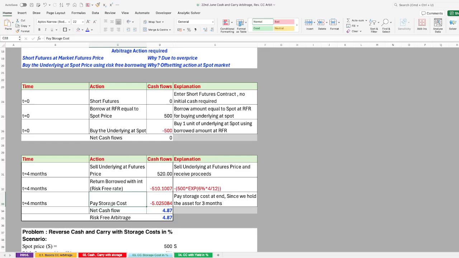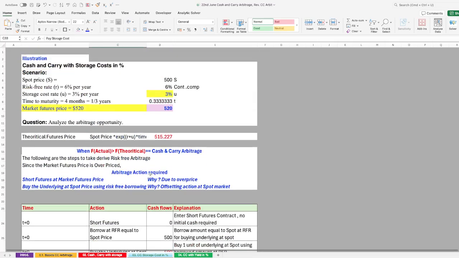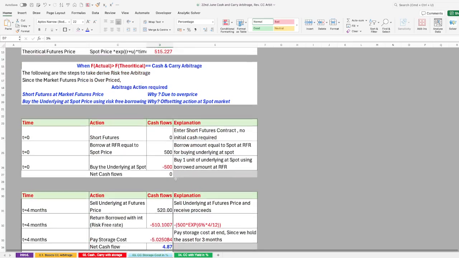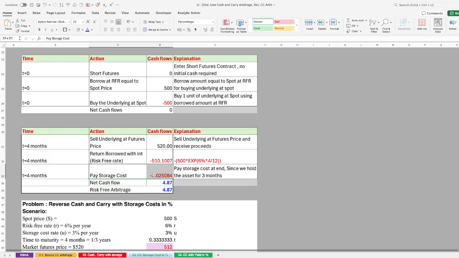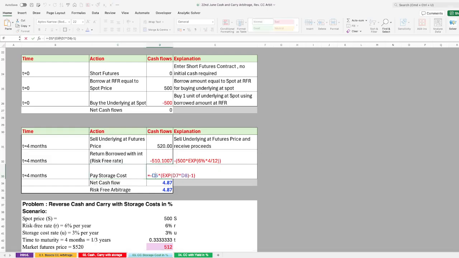So you need to be very careful. When the storage cost is given in percentage or proportion, this is one small adjustment you have to do. Since we hold on to the asset and we have to pay the storage cost, that calculation is spot price into bracket exponential storage cost into time, close bracket, minus 1.